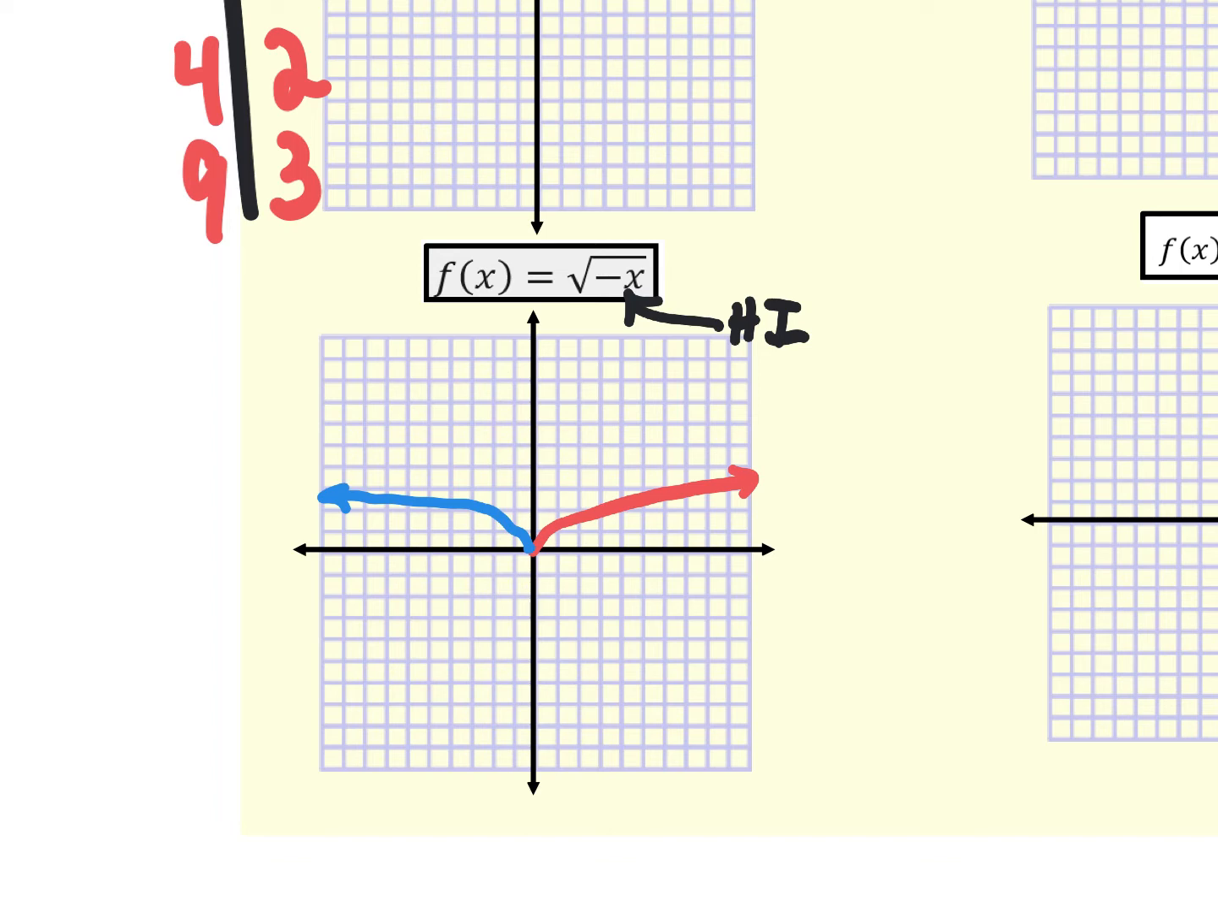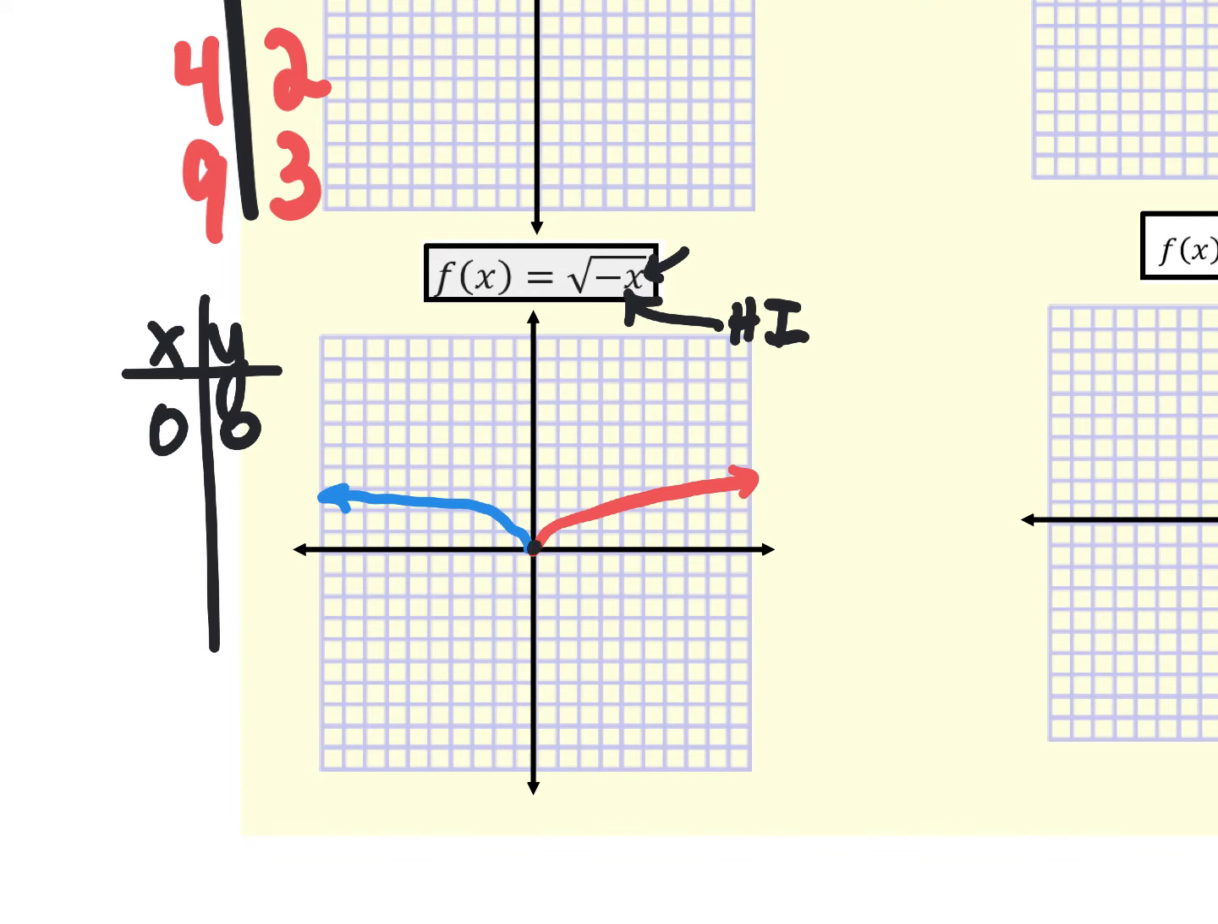How would I know? If you want to get exact points, which you will need to do on this next test, if you just sketch them like I just did, you will not get the full credit. So you have to have points. So if I put in, for instance, 0, I have square root of negative 0, which sounds kind of weird, but negative 0 is just 0, and the square root of 0 is 0. So look, they share that point.